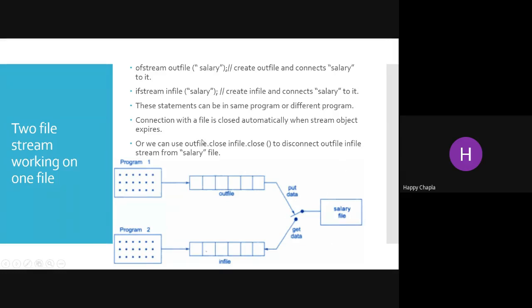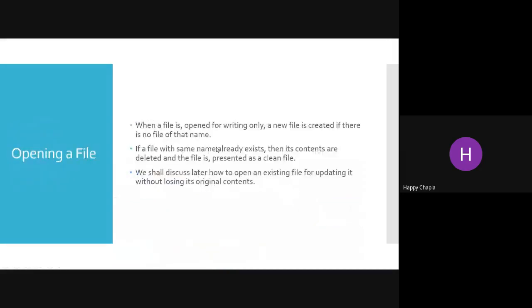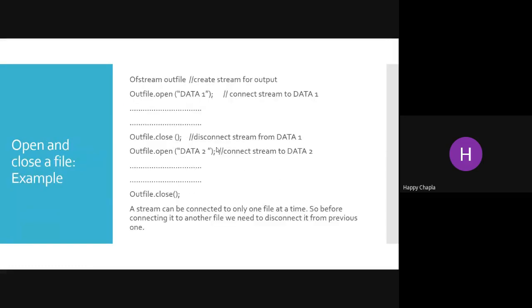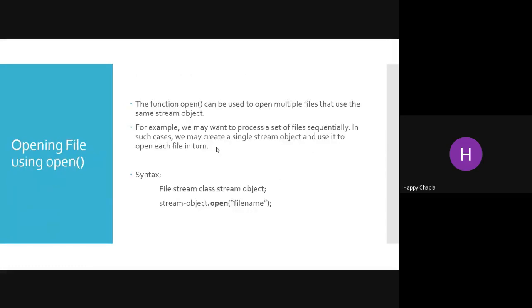Now, what is the use of this close function? This close function is used to disconnect your file from the connected program. Now, how can you open a file? So till this we have discussed. Now come over here.